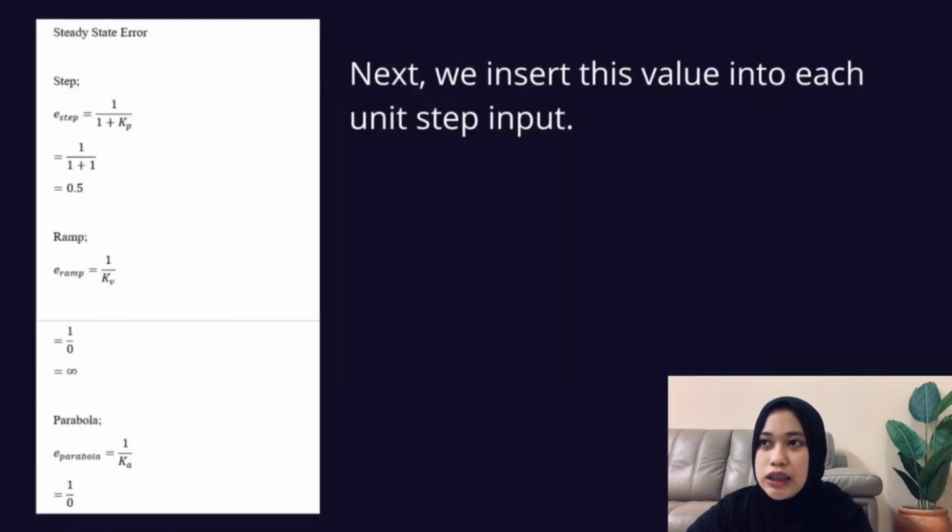Okay, next slide. As you can see, after we have found the equations, we start to calculate the steady state error and insert these values for each unit input such as step, ramp and parabola.